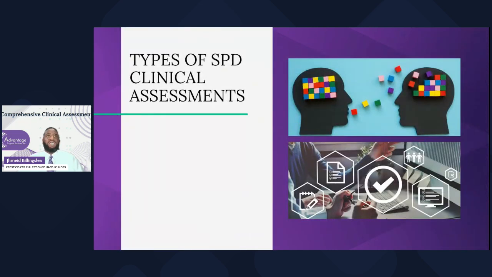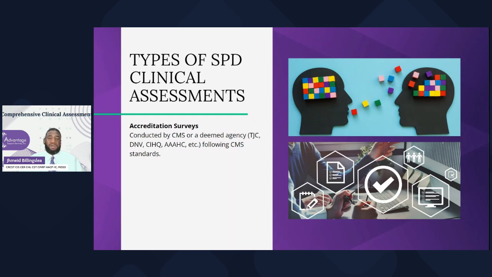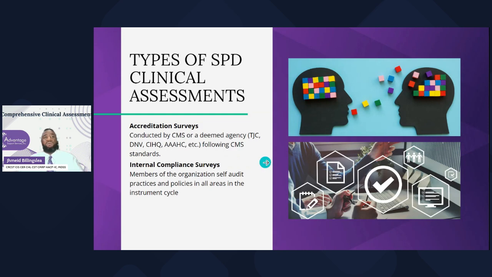So let's talk about types of SPD clinical assessments, right? You have accreditation surveys conducted by CMS or a deemed agency. If you are using a surveyor or an accreditation body that's not listed, please type that in, because we like to know so that we can become more familiar with them and see what their style is. So you have Joint Commission, DNV, CIHQ, AAAHC, and they're all following CMS standards, and that's what we're going to use in this presentation.